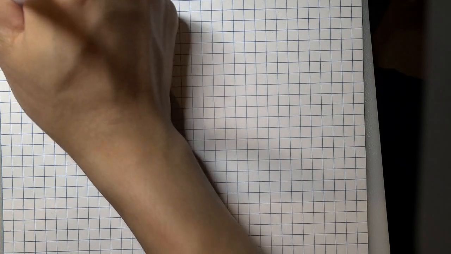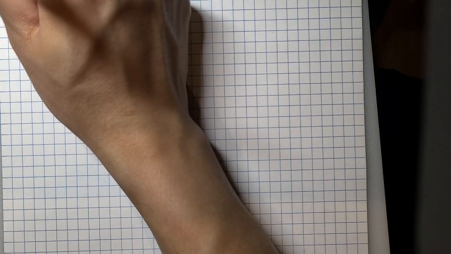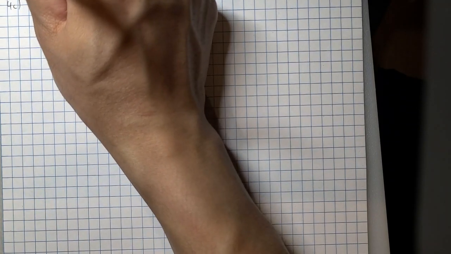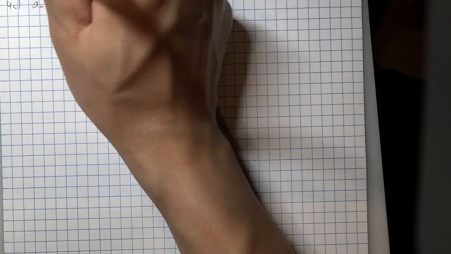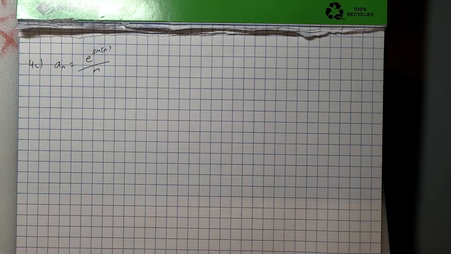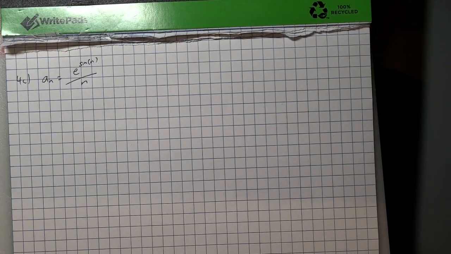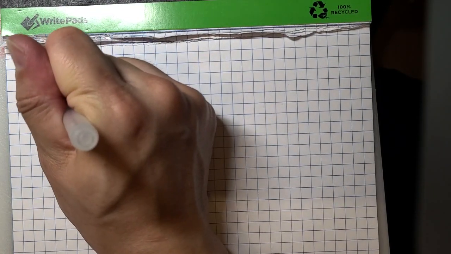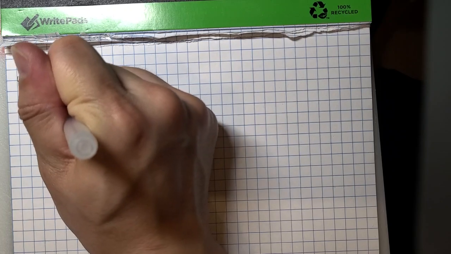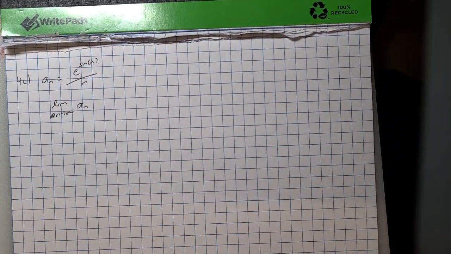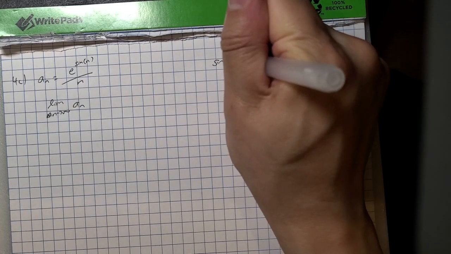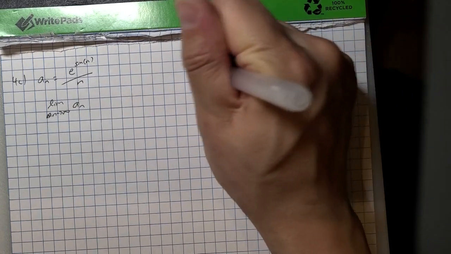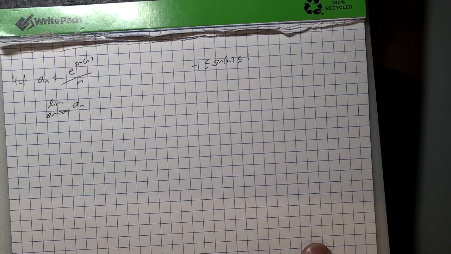Okay. For C, a sub n is e to the sine of n over n. How do I solve this? Limit as n goes to infinity, a sub n. Well, we can actually do the squeeze theorem for this. We know that sine n is between 1 and minus 1. Okay, that's where the range of sine is.